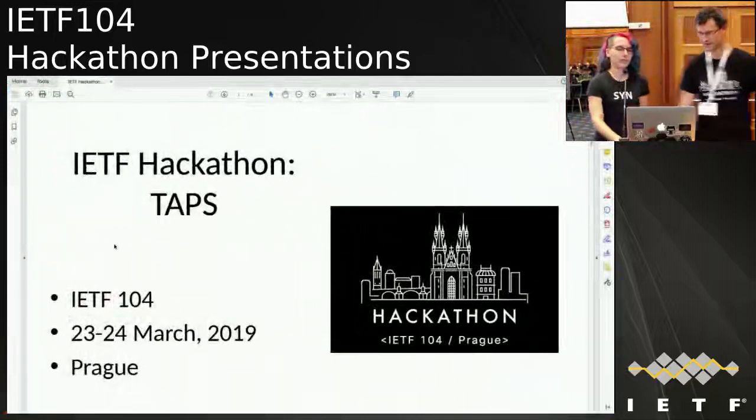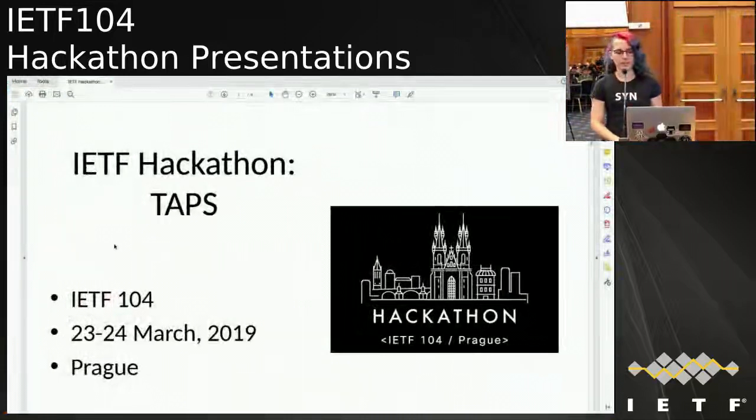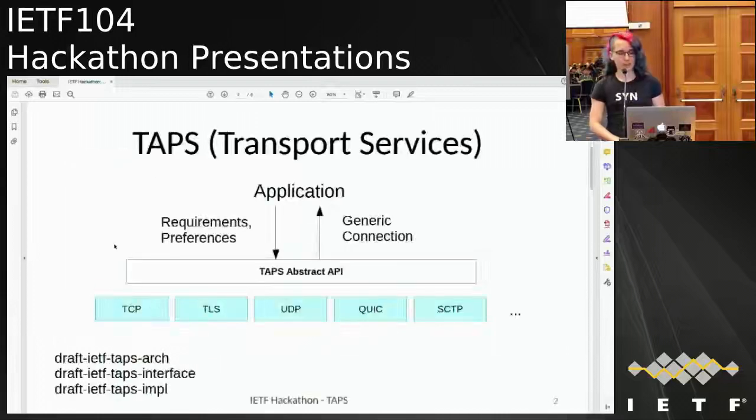Hello, I'm Teresa and I'll present TAPS. TAPS is for transport services, and the idea is that we're providing an abstract API or a common abstraction on top of different transport protocols. An application specifies some transport services it needs, for example reliable in-order data transfer, and the transport system underneath will figure out whether to use TLS over TCP or QUIC, or other transport services supported in other transport protocols.